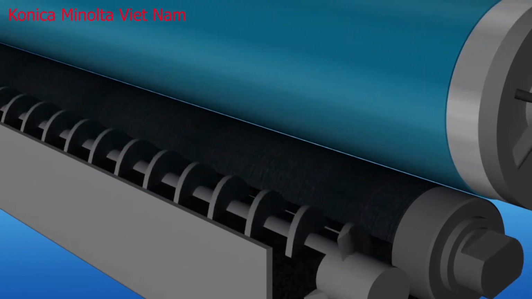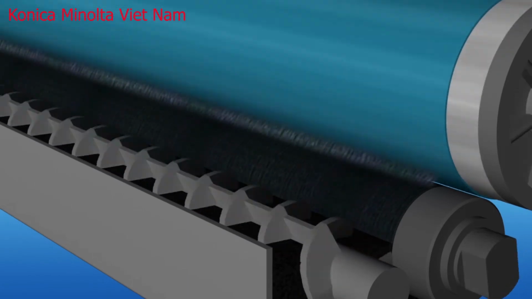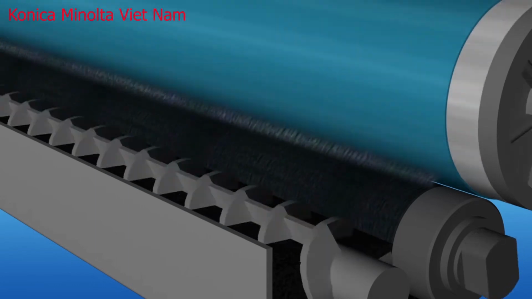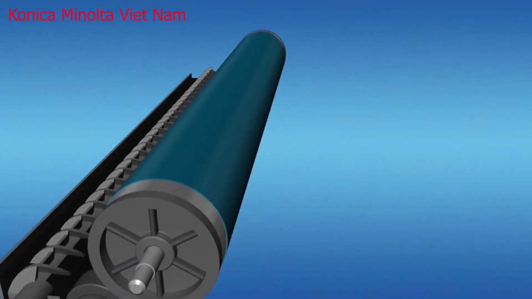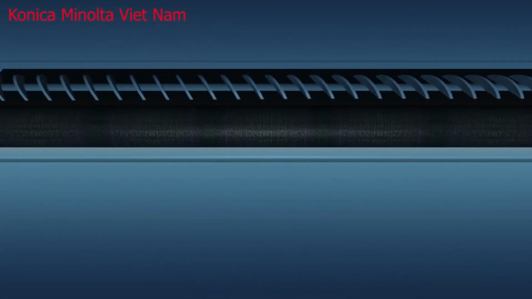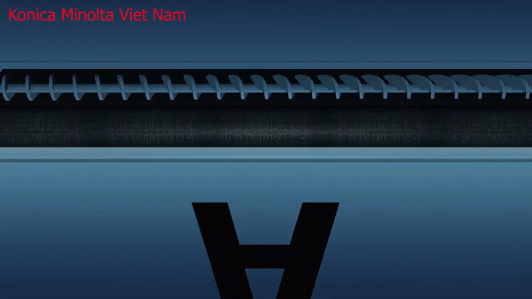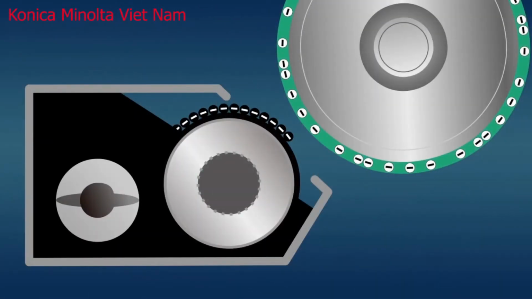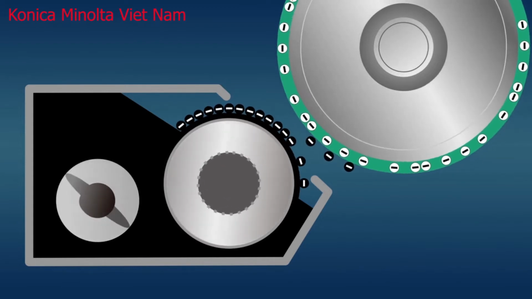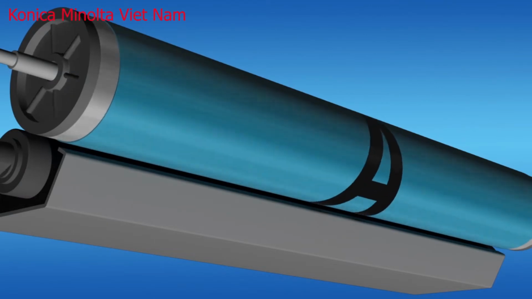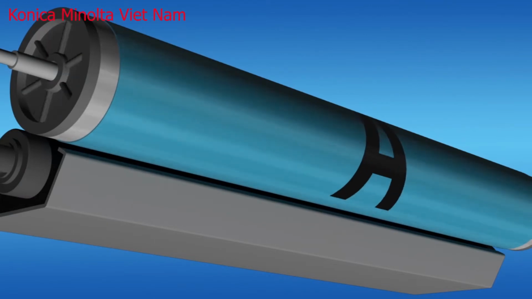In the developing process, toner inside of the developing device is adhered on the drum surface. This is the development process seen from inside the drum. Text appears when toner adheres to areas where the electrical charge has been removed. In this way, a toner image is created which is visible to the human eye.